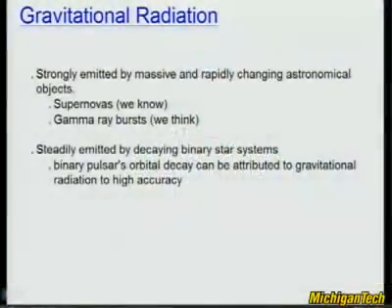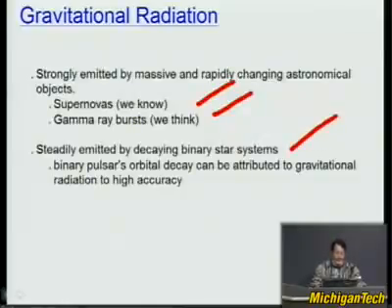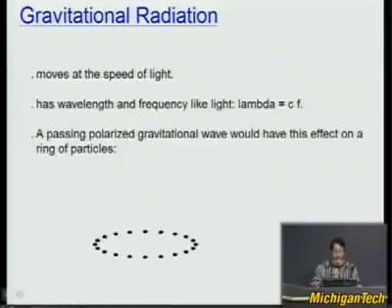These things should be emitted from supernovae, and we know supernovae exist, and gamma ray bursts, which we know exist, but well, the supernovae we know create neutrinos because we've seen that. So there's lots of reasons to believe that some types of supernovae would create gravitational radiation. Gamma ray bursts are a little bit more mysterious, but if they are asymmetric, then they might create gravitational radiation as well. Steady emission by binary stars, as I mentioned, so the binary pulsars' orbital decay can be attributed to gravitational radiation to high accuracy.